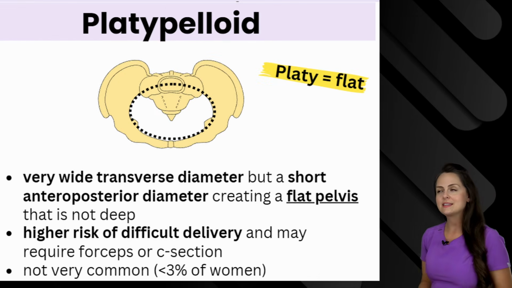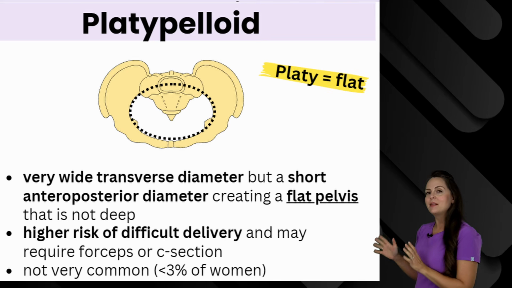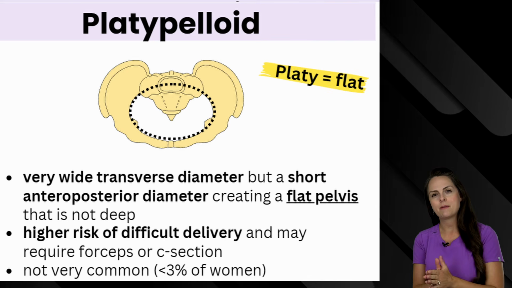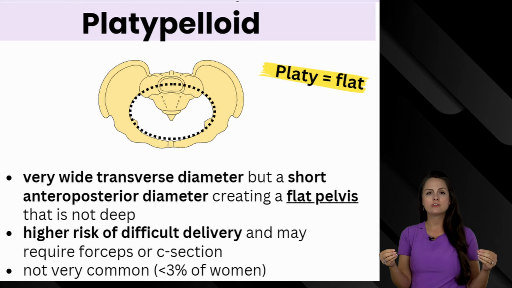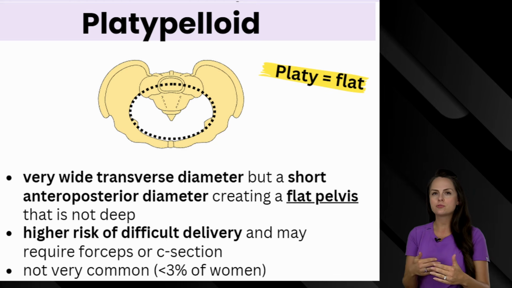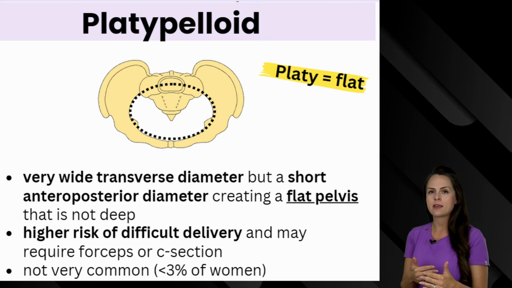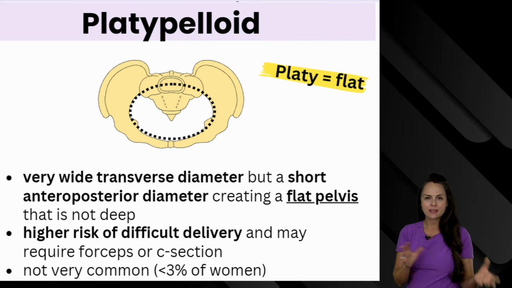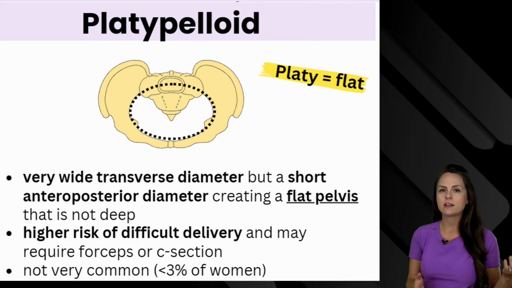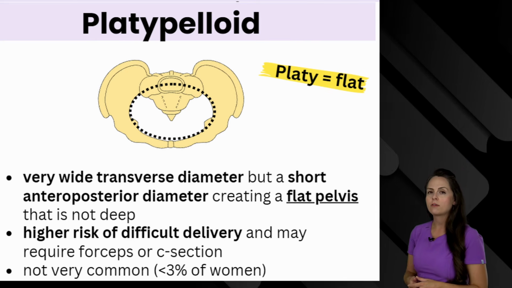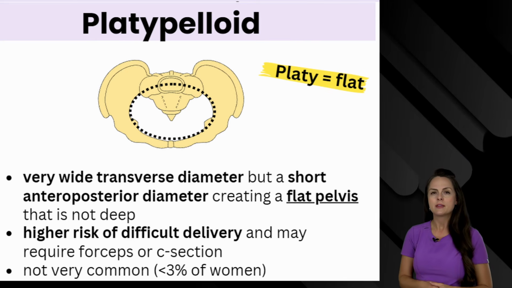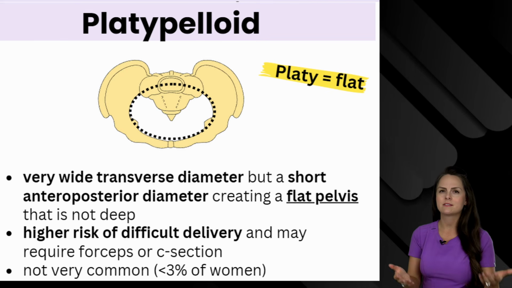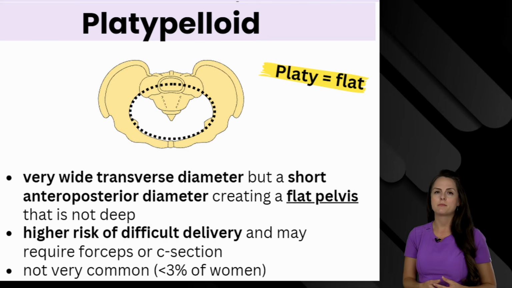And then lastly is the Platypelloid. Platy means flat, so that's what you want to remember about this pelvis. It's a flat pelvis. It has a very wide transverse diameter, but a short anterior posterior diameter, which is going to create that flat pelvis that's not very deep. Now, because of these characteristics, it can cause a very difficult labor that may require forceps or a C-section. The thing about it is that this pelvis type is not very common, with less than like 3% of women having this type of pelvis.